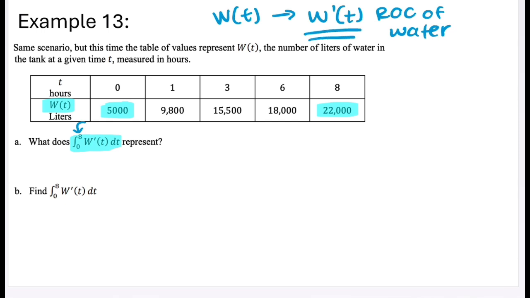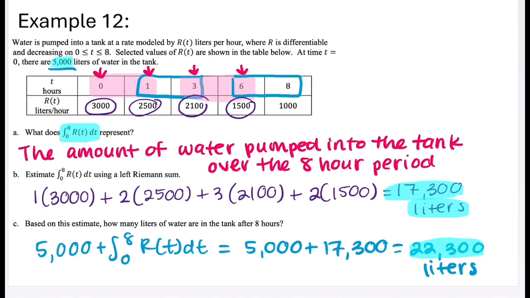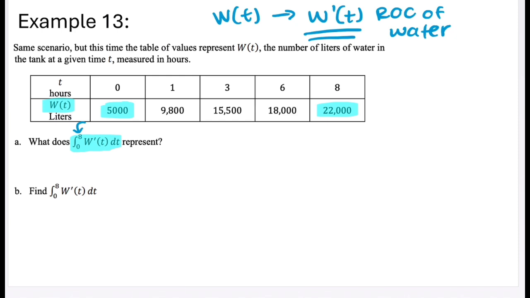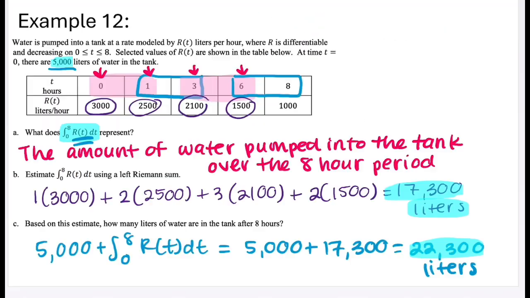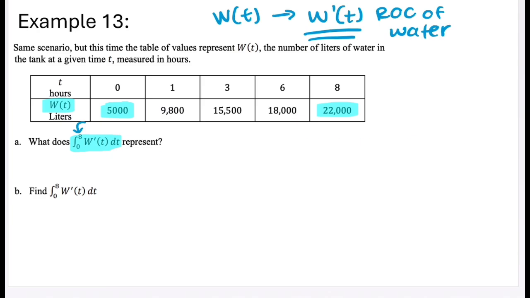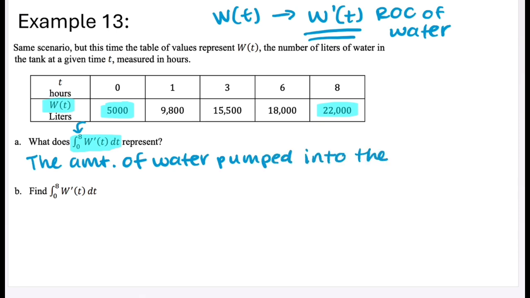The W prime of t here is actually the same thing as R of t here, okay? Because R of t was the rate of change of water, and W prime of t is also the rate of change of water. So this is going to mean the same thing that we set it to mean in that first example: the amount of water pumped into the tank over the 8-hour period.